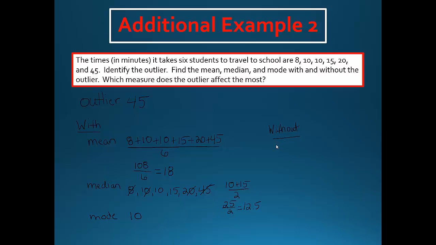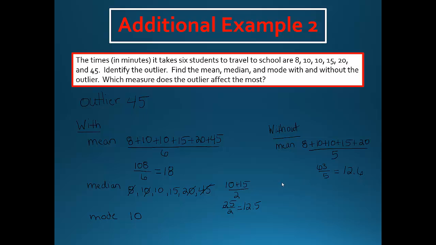So first we'll find the mean. So we're going to add 8 plus 10 plus 10 plus 15 plus 20. We will not include the 45 this time because we're doing it without the outlier. So now we would have to divide our answer by 5 because we took one of the numbers away. When we add up these numbers, we're going to get 63. And then we'll divide that by 5. And 63 divided by 5 is 12 and 6/10.